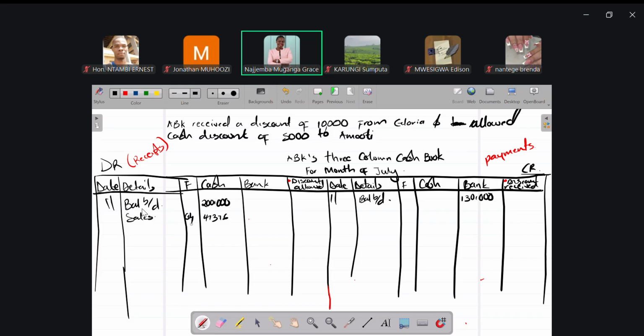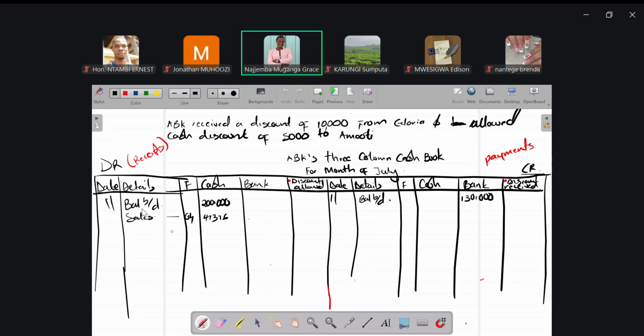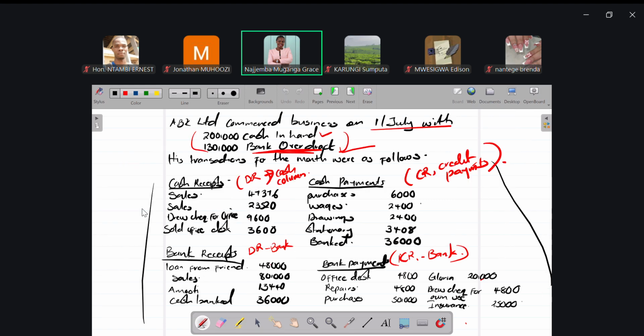That when you move to the ledger book, the ledger account that has GL1 relates to sales, and you find more information about this transaction. Are we together? So that is how we record. We have other sales, 23520. With due check for office, who can guide us on that one?